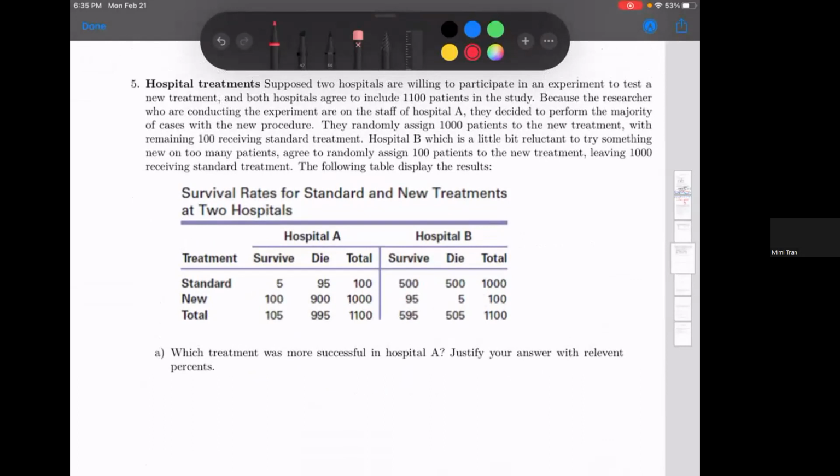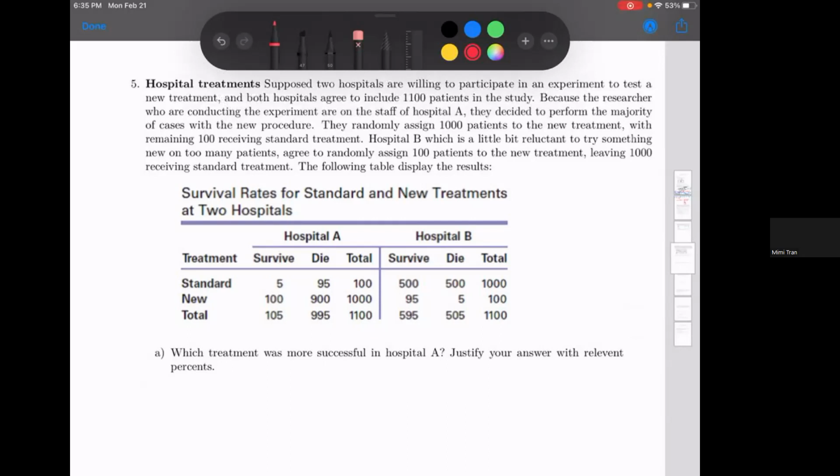Hospital treatment. Suppose 2 hospitals are willing to participate in an experiment to test a new treatment, and both hospitals agree to include 1,100 patients in the study. Because the researchers conducting the experiment are on the staff of hospital A, they decide to perform the majority of cases with the new procedure. So they're a bit less conservative. Go ahead and take the new drug.